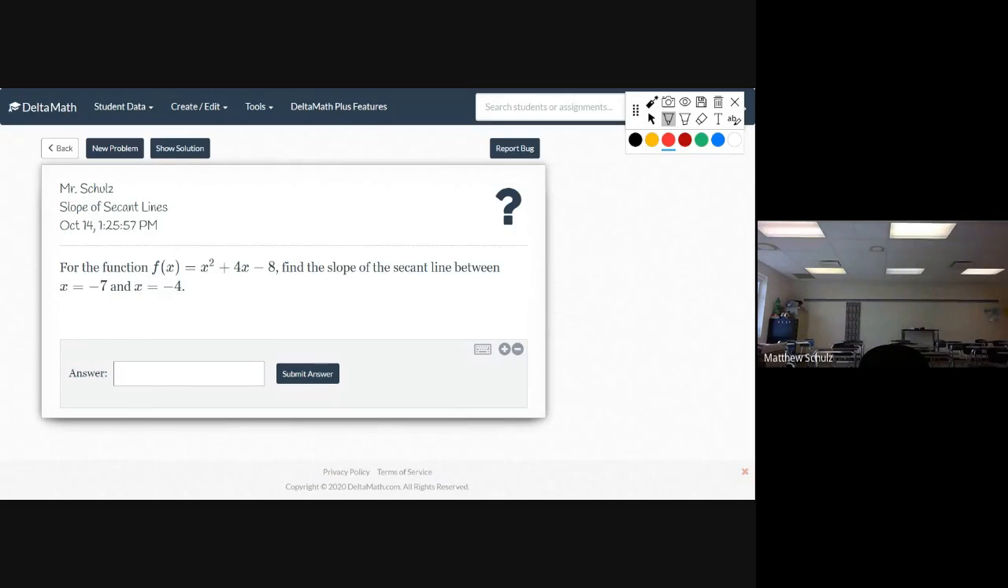and they give us the two values for x. So the difference between this exact problem and the ones that we had in class is that they actually gave us the points already on top of the function. So in this case, we have to figure out what the points are at x equals -7 and x equals -4. And just like we saw at the end of class, we're finding f of -7, we're finding f of -4, and we're using those values to find the slope of that secant line.